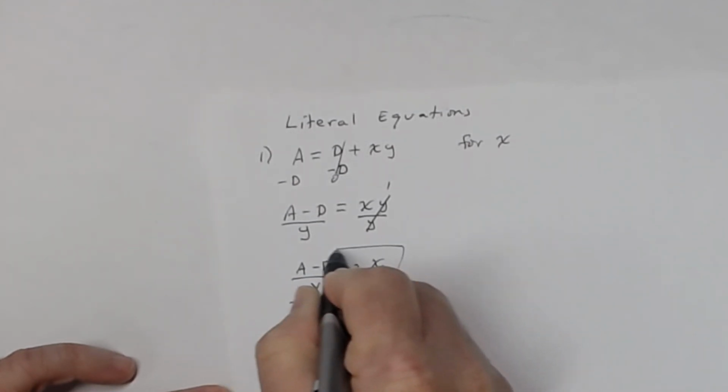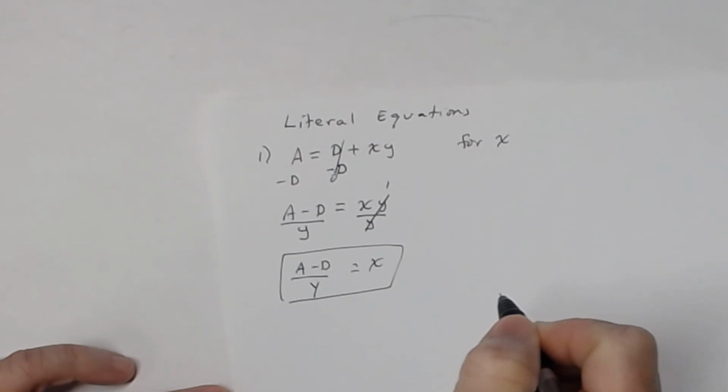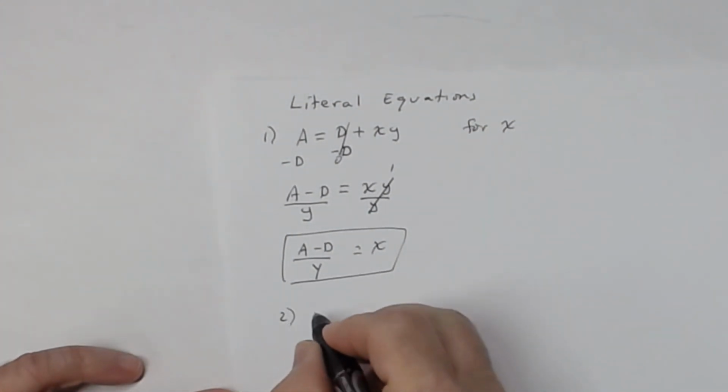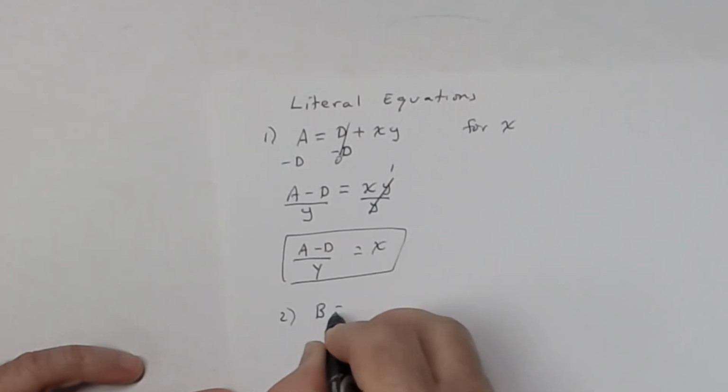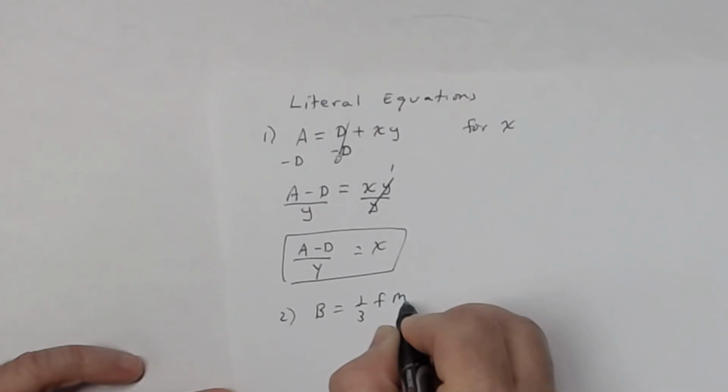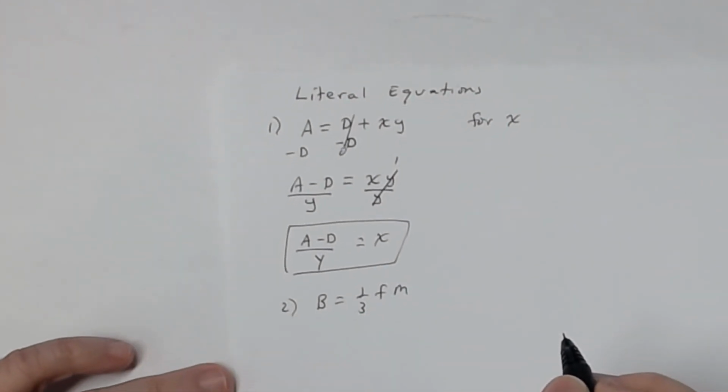And there's your answer. So you solve for x. All right, so that was number one. All right, number 2, let's suppose we had this one. We had capital B equals 1/3 times F m. Okay, 1/3 times F m.